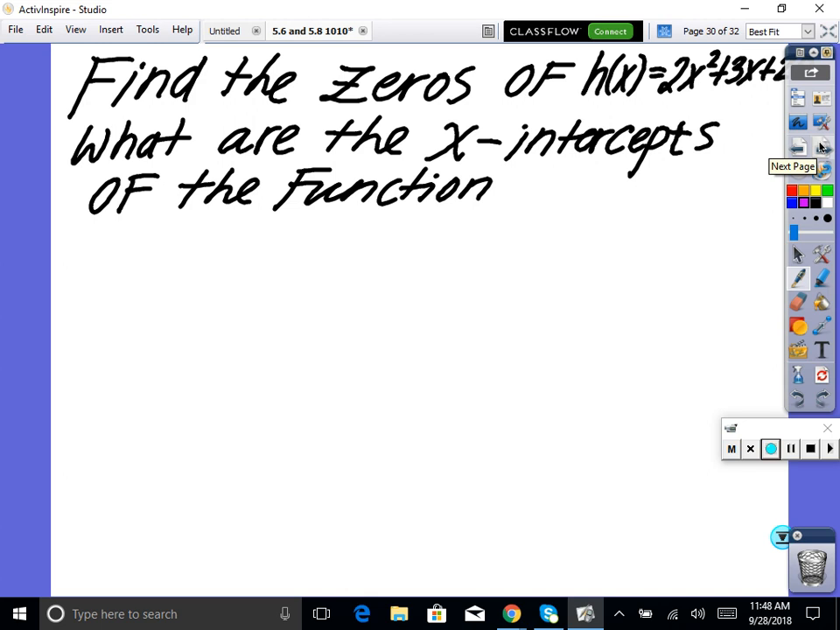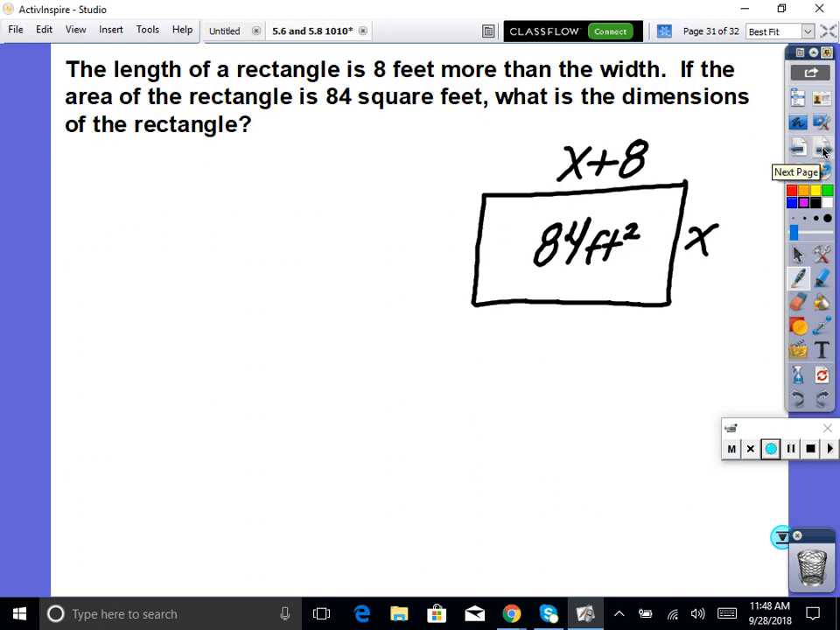Okay, it says find the zeros of this function. What are the x-intercepts of the function? What is this asking me to do? To solve it. Solving is finding the x-intercepts, it's finding the zeros. Does everybody understand that? Just ask me to solve it. What would my y value be? 0. Yes, okay.